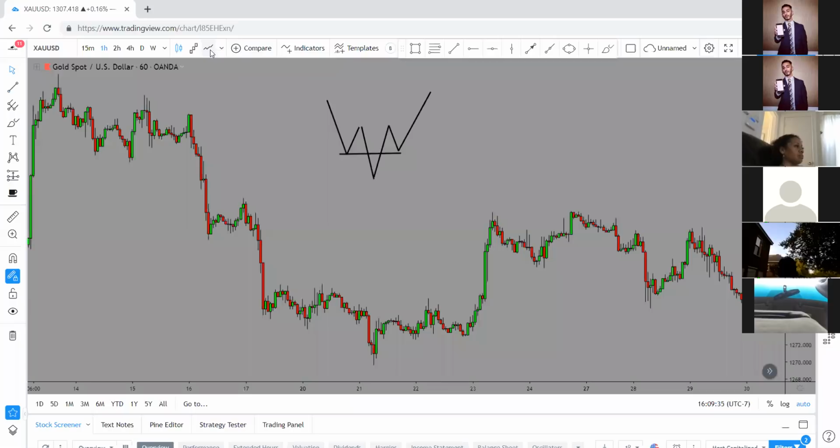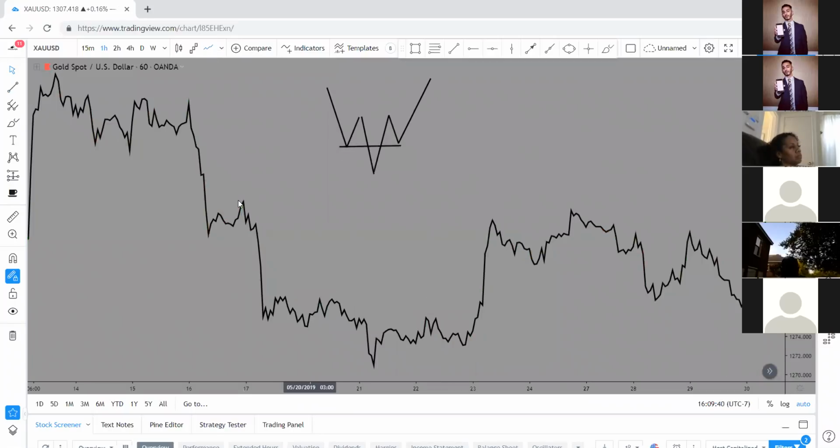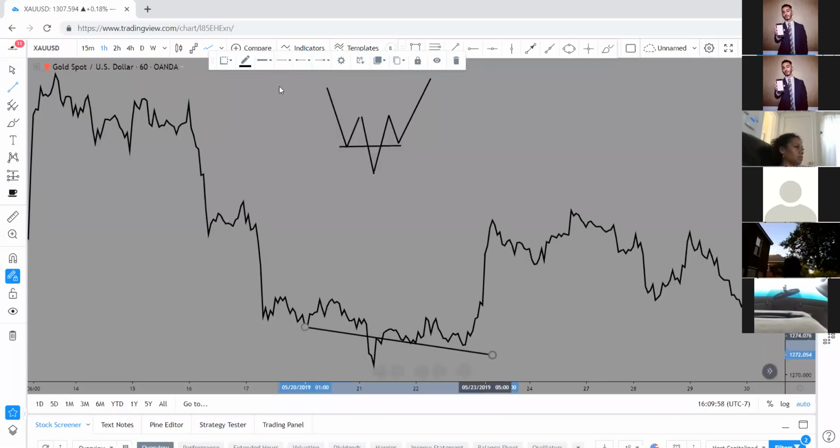So if I go to the line chart, right, what do we have here? We have a high, a low, lower high, lower low, and then this lower high was broken. So what you guys can do is get the trend line and cut the head off of the market. Cut the head off, meaning get rid of the head and just draw a trend line from the left shoulder to the right shoulder, just like that, right?